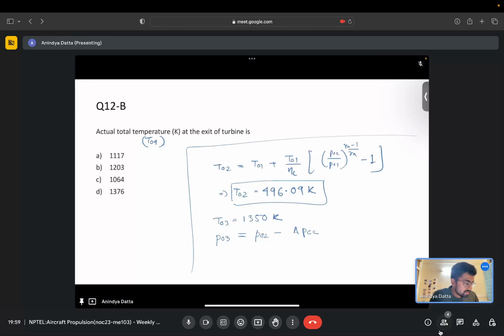P03 is the pressure at the entry of the combustion chamber minus the pressure loss. So this will give us the turbine inlet pressure. So this is P02 minus 0.05 P02. So P03 will come out as 3.38 bar.